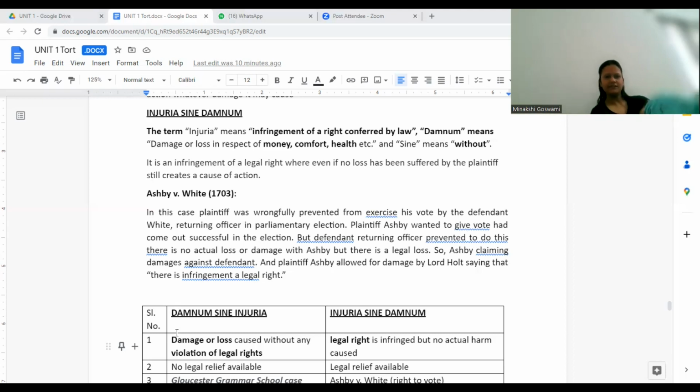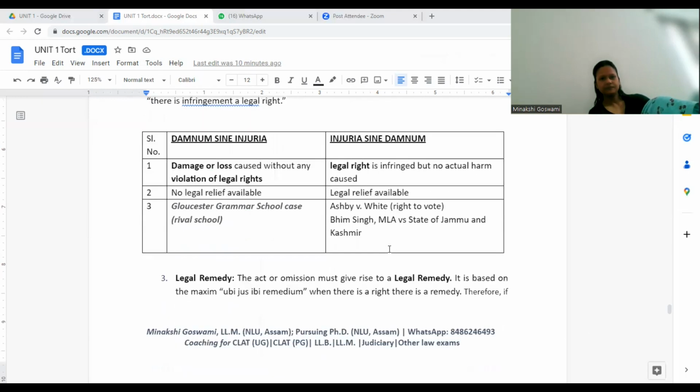Okay, is it clear? Yes. Yeah, clear, ma'am. Ma'am, one more doubt. If someone is prevented from entering the examination hall for a university exam, will it come under this one, or how will it come?